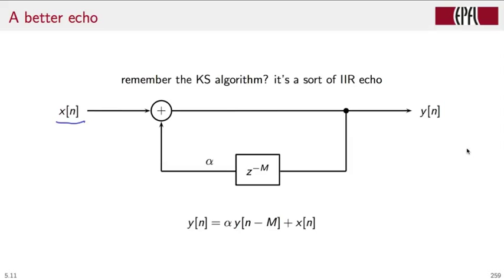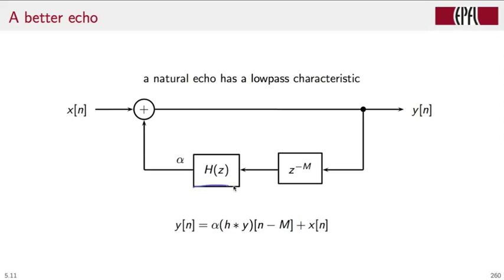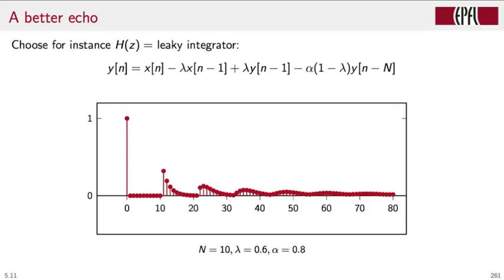In order to introduce the low-pass characteristic of a natural echo, we simply introduce a low-pass filter in the feedback path, and the output at this point can be expressed as the usual decay factor times the convolution of the output and the impulse response of the low-pass delayed by capital M plus the input. If we choose a simple low-pass such as the leaky integrator, we can actually write the constant coefficient difference equation, which turns out to be like that.